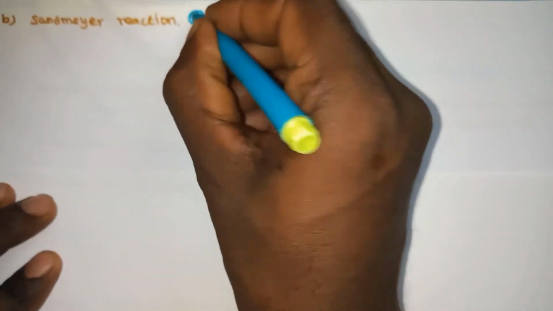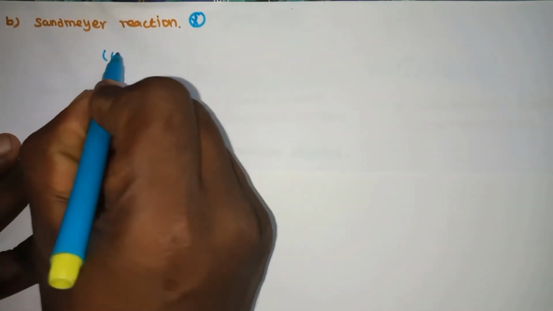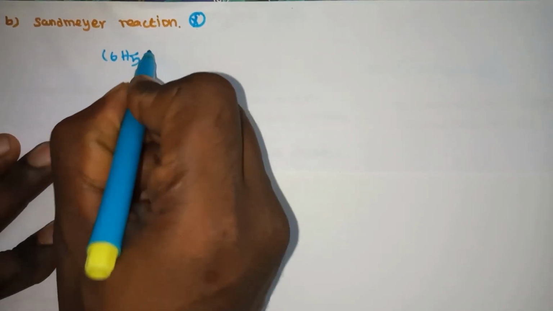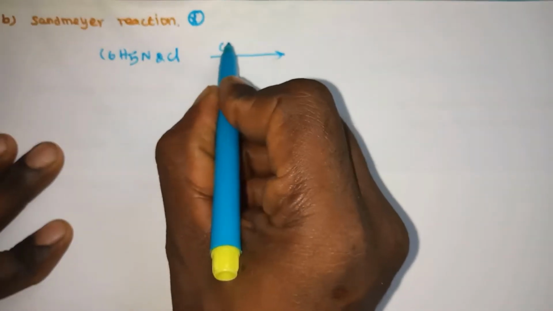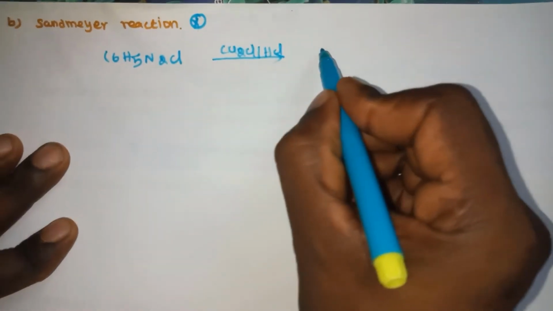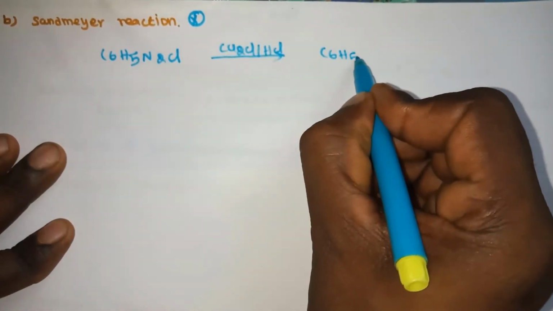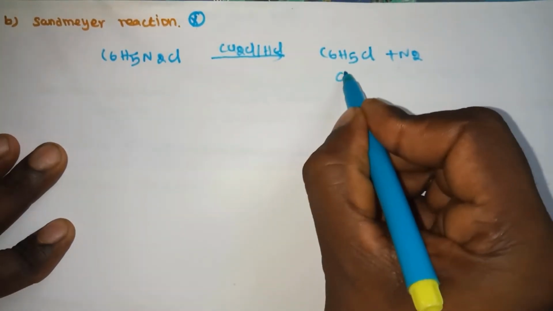Next one is the Sandmeyer reaction. This is a very important named reaction. When freshly prepared benzene diazonium chloride is treated with cuprous halide in the presence of hydrogen halide, it forms aromatic halides. Example: C6H5N2Cl, benzene diazonium chloride, reacts with cuprous chloride in the presence of hydrochloric acid to form aryl halide, C6H5Cl plus N2. The name of this compound is chlorobenzene.